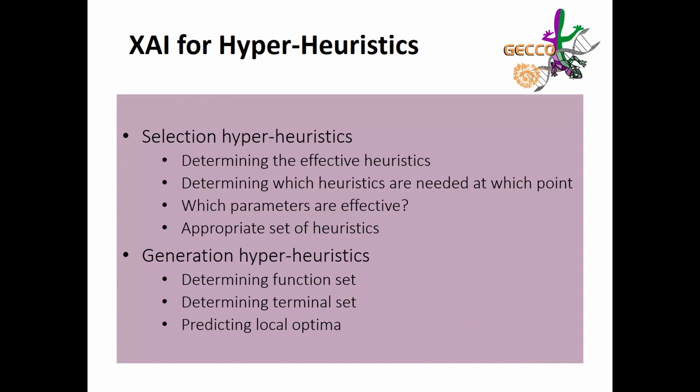So from your source GP, you will actually train a machine learning technique to predict a local optima, and in the target GP, you will actually eliminate that.